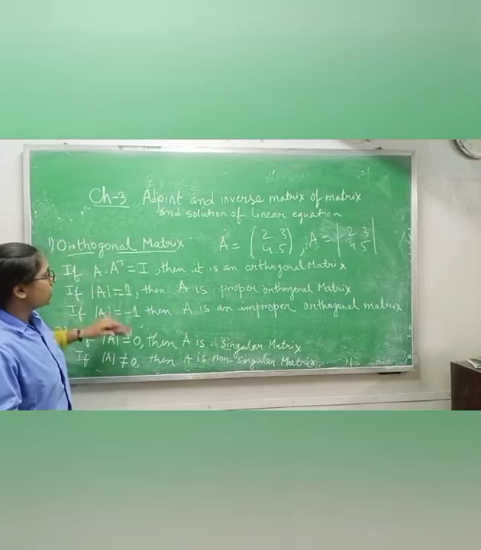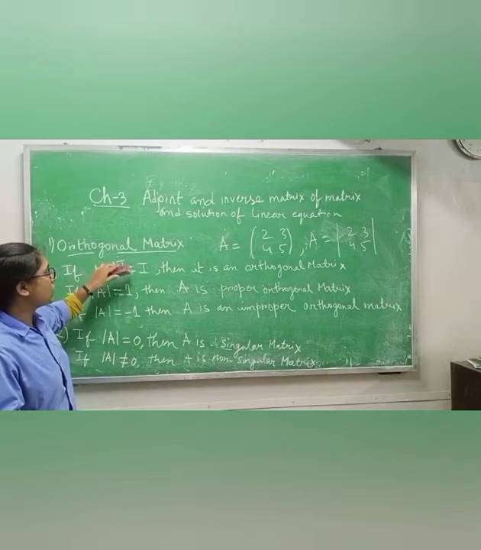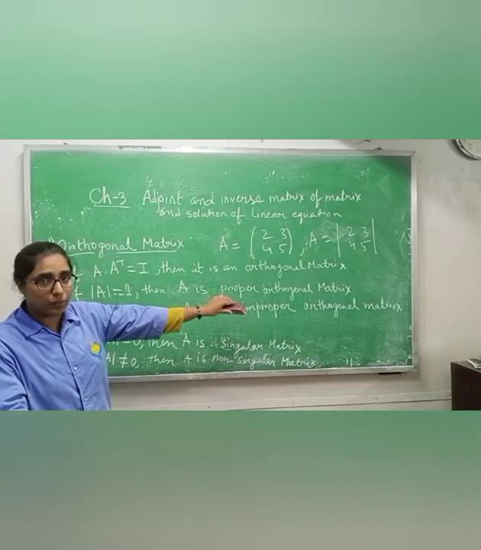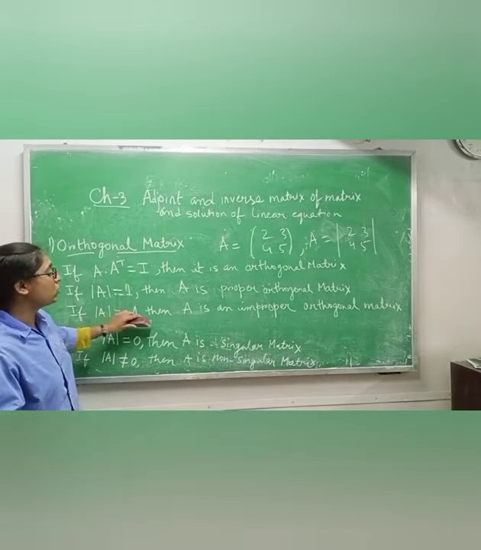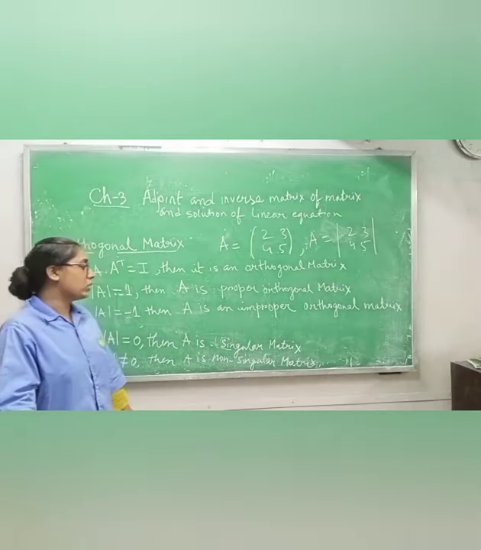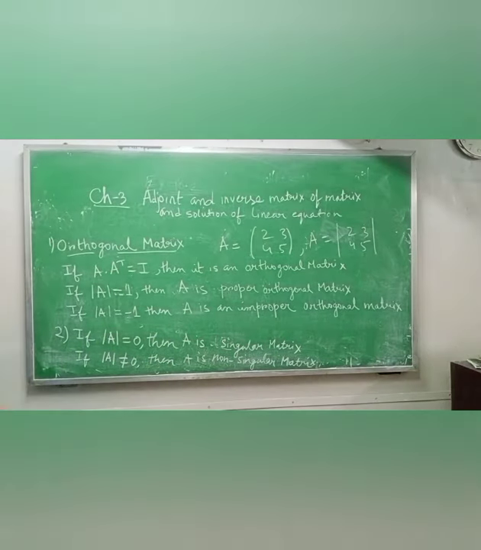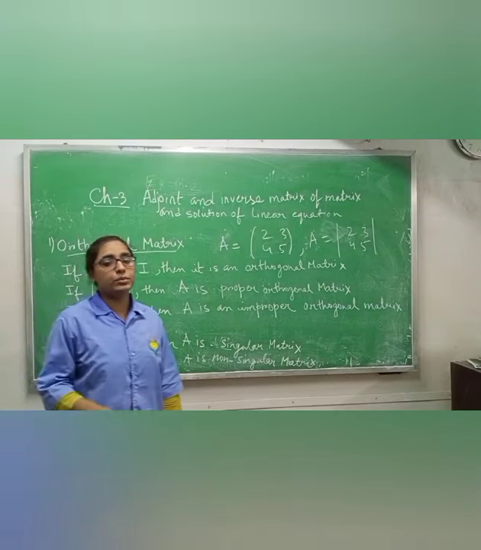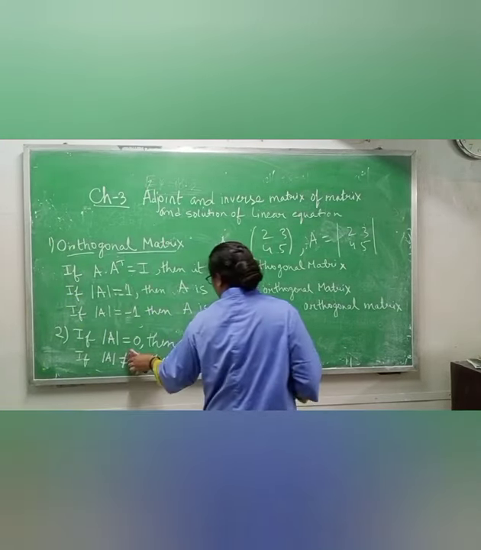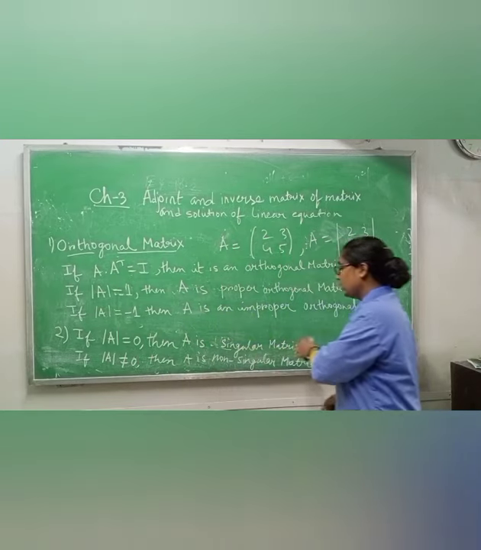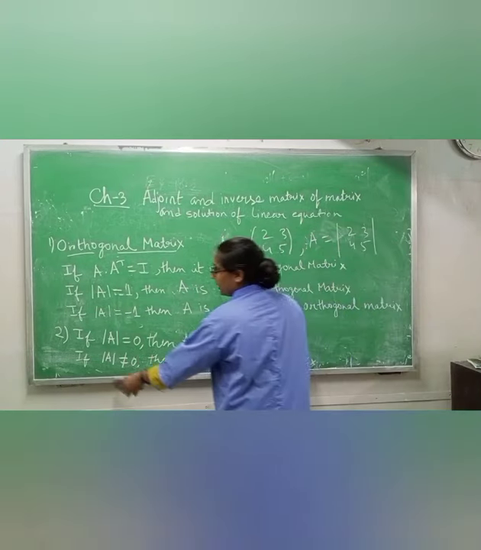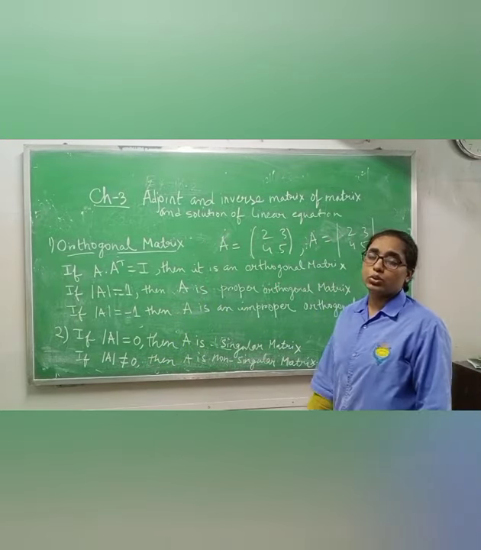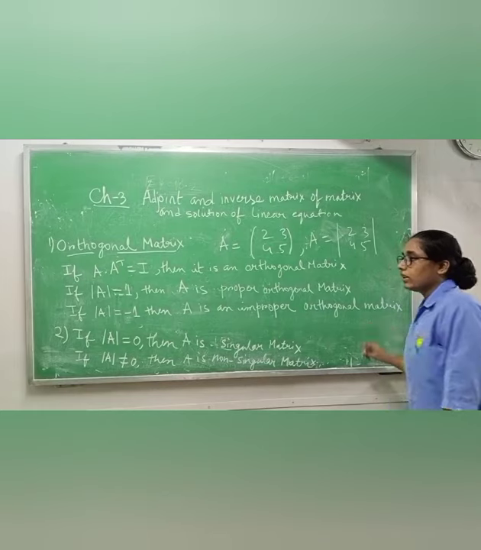Okay, so three things are there. If A into A transpose equals I, then it is an orthogonal matrix. If determinant A equals 1, then it is a proper orthogonal matrix. If determinant A equals -1, then it is an improper orthogonal matrix. Now second, if we find the determinant of any matrix and get answer 0, then A is a singular matrix. If determinant A is not equal to 0, then A is a non-singular matrix. Please copy this one. I will do the sums.